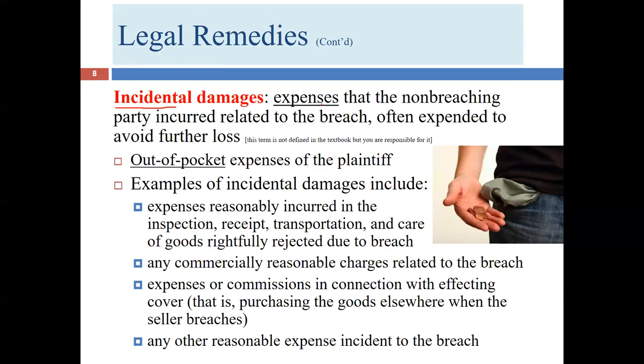So technically, the definition is expenses that the non-breaching party, again, we're talking plaintiff here, incurred related to the breach, often expended to avoid further loss, out-of-pocket expenses of the plaintiff. Examples of these might be expenses reasonably incurred in inspection, receipt, transportation, and care of goods rightfully rejected due to breach, any commercially reasonable charges related to the breach, expenses or commissions in connection with effecting the cover. We'll talk about cover later on in a different chapter, but basically the cover is the action of purchasing the goods elsewhere when the seller breaches, and any other reasonable expense incident to the breach.